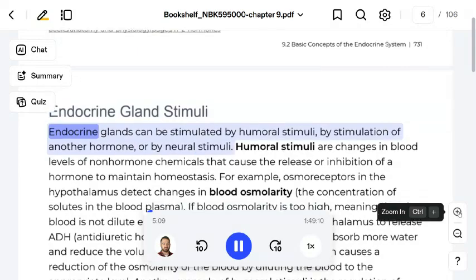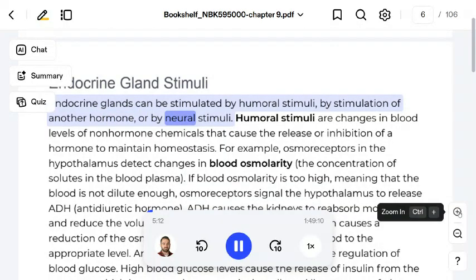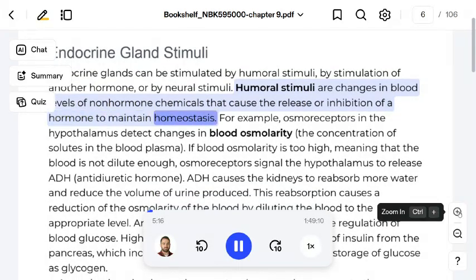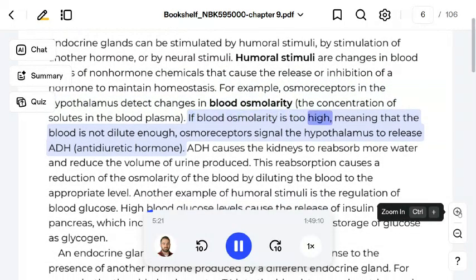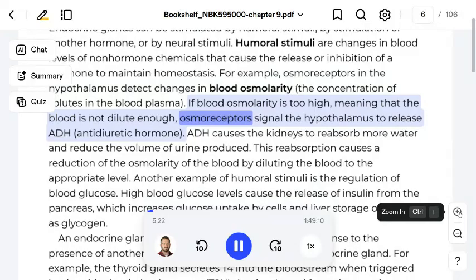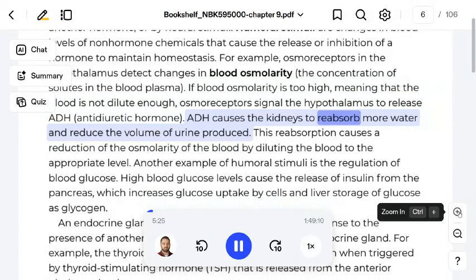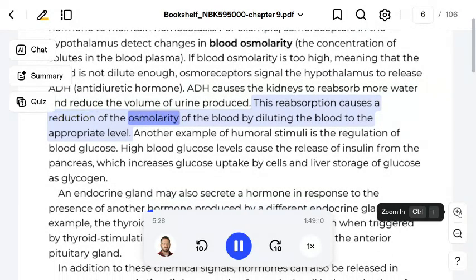Endocrine gland stimuli. Endocrine glands can be stimulated by humoral stimuli, by stimulation of another hormone, or by neural stimuli. Humoral stimuli are changes in blood levels of non-hormone chemicals that cause the release or inhibition of a hormone to maintain homeostasis. For example, osmoreceptors in the hypothalamus detect changes in blood osmolarity. If blood osmolarity is too high, meaning that the blood is not dilute enough, osmoreceptors signal the hypothalamus to release ADH. ADH causes the kidneys to reabsorb more water and reduce the volume of urine produced.